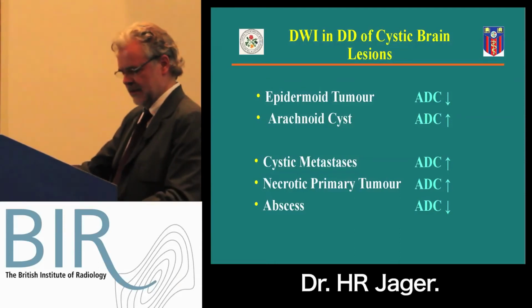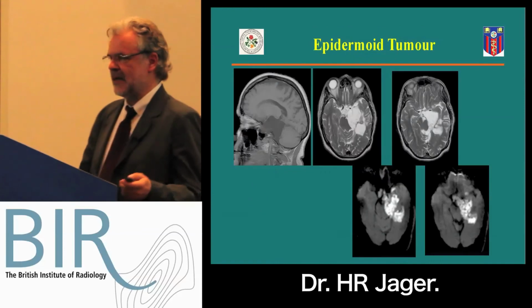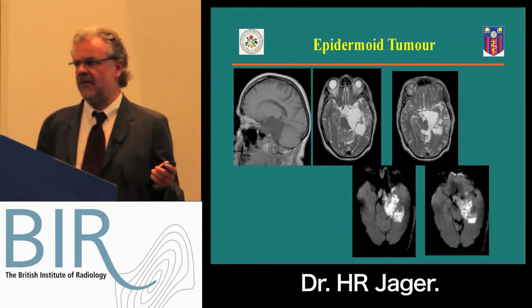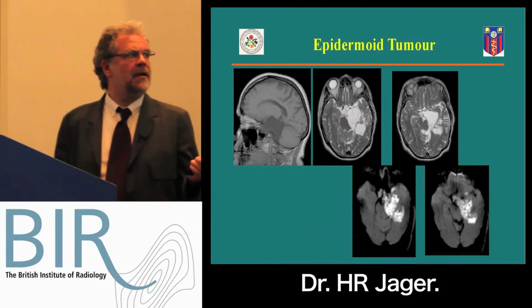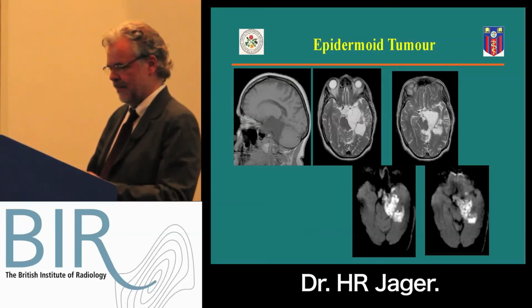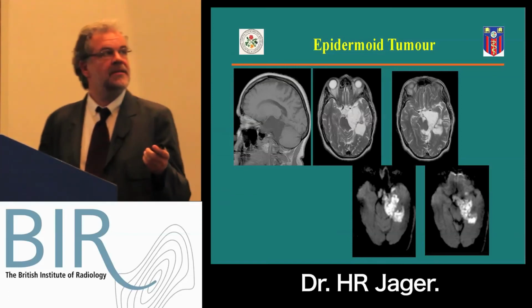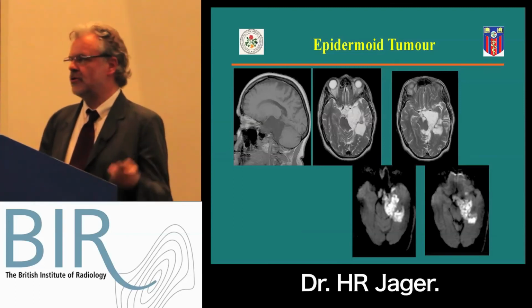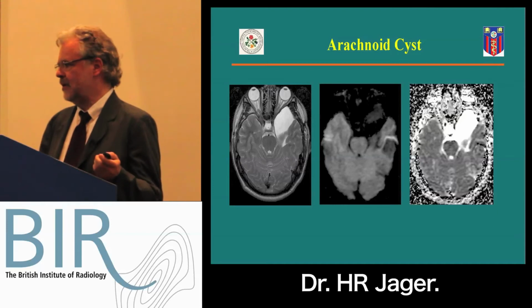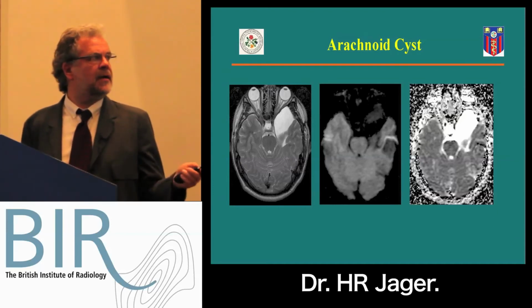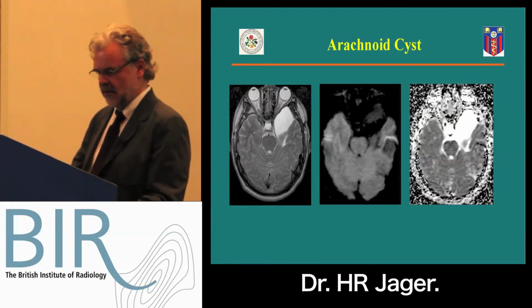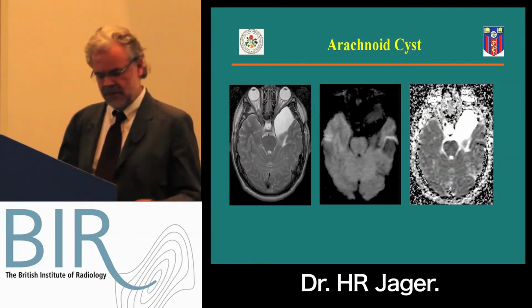Moving on, this is the game. Epidermoid tumor, ADC is restricted, arachnoid cyst, it's up. Cystic metastases and necrotic primary gliomas, ADC is increased. In an abscess, it's down. Epidermoid tumor: CSF signal intensity on the T2 and on the T1 weighting. You do the diffusion weighted imaging, it can only be one thing. This is almost virtually diagnostic. That's an epidermoid tumor. It can't be an arachnoid cyst or something else. This is so typical. Also how it infiltrates front-like and so forth.